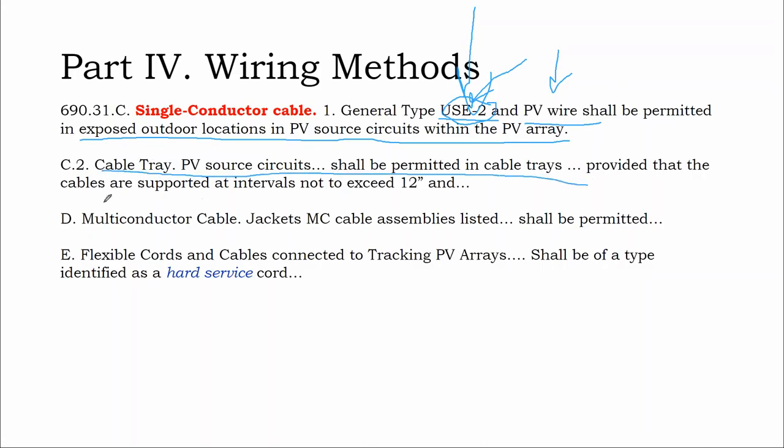Cable tray is allowed. Multi-conductor cable assemblies are allowed. Flexible cords for tracking arrays have to be that hard service cord, not EV cord.